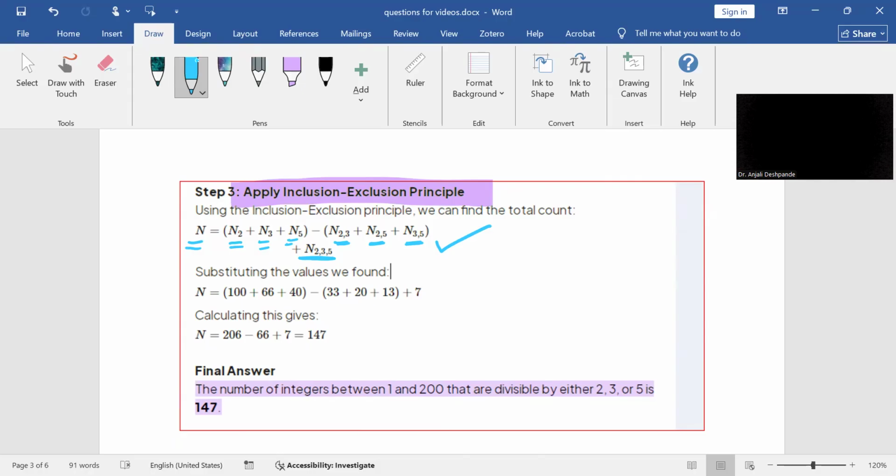Now, substituting all the values that we found earlier in our calculations, here you can see all these numbers. We add and subtract, and this gives us this number. So what is our answer finally? The number of integers between 1 and 200 that are divisible by either 2, 3 or 5 is 147. You can try this same problem using some different combination of numbers as practice. Thank you.